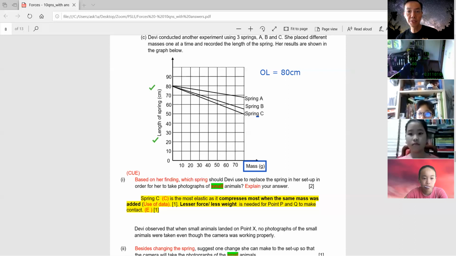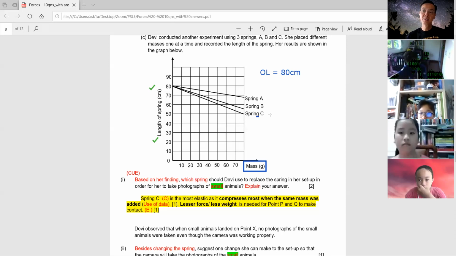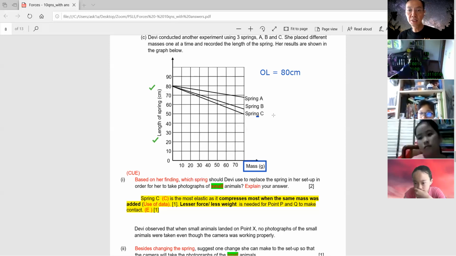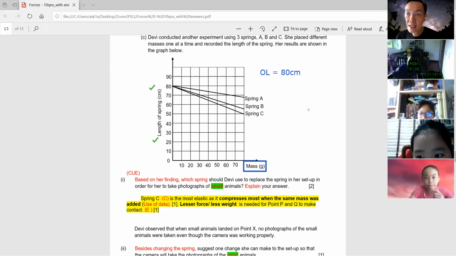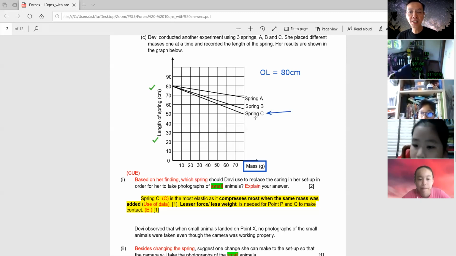Can you see? So which one decreases the most? A, B, C, which one decreases the most? Chloe? Decrease means shorten the most. Which one, A, B, or C? There's no D. C. Okay, C decreases the most.